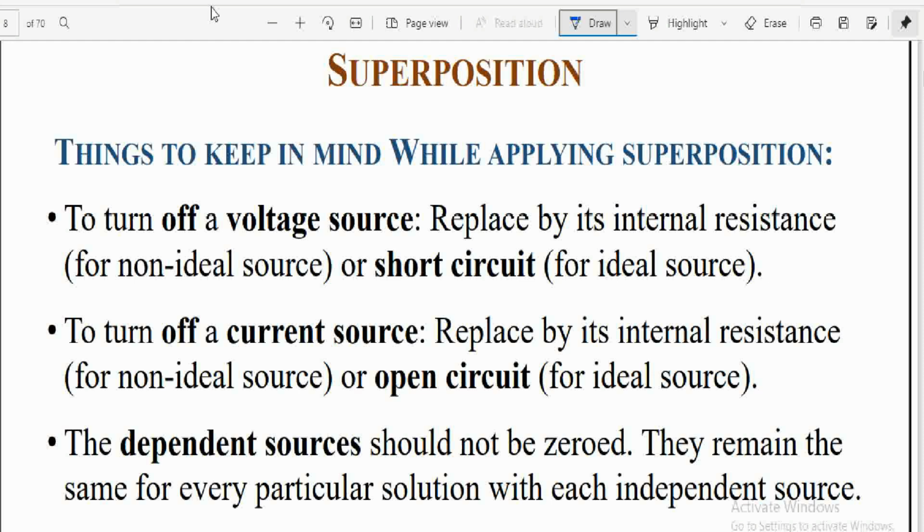So for an ideal source, why do we need to short circuit? For an ideal source, Rs equals 0, and if you consider a practical source, that is a non-ideal source, we have to replace it with its internal resistance. And to turn off a current source, replace it by its internal resistance for a non-ideal source, and open circuit for an ideal source, because for an ideal source R is equal to infinite.